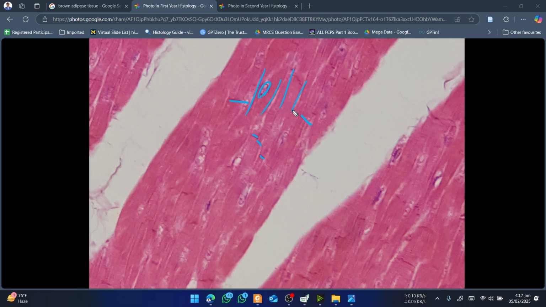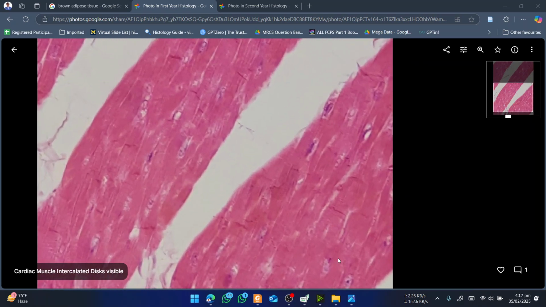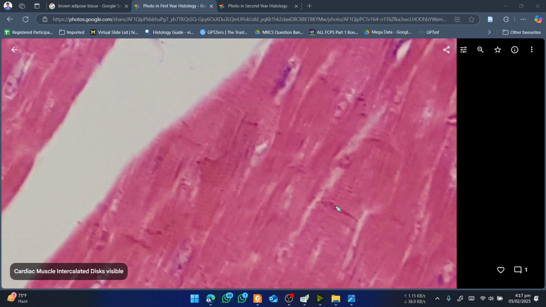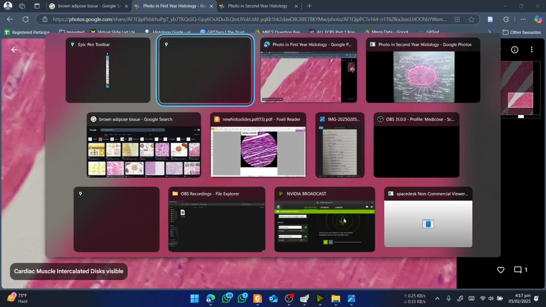So this is the cell going on. This is the intercalated disc between them, and if you follow through, this is the nucleus, and the nucleus will have an empty area around it. And if you focus a little, you may be able to see branching too. Like here is the intercalated disc, the cell is going on, and here it is branching. So these are the things that will help you identify the cardiac muscle.